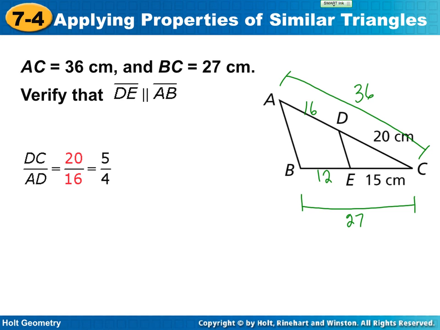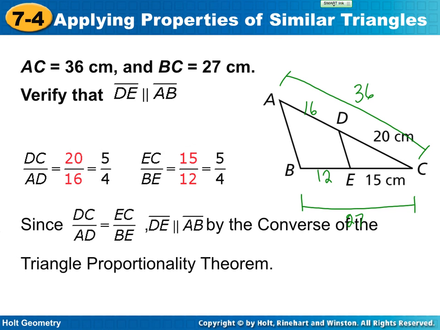So just be careful which ones you're using. I did 20 over 16 and 15 over 12. They were both 5 to 4, so that fit the hypothesis. So the conclusion, the lines are parallel. Thumbs up or down? Did you do the correct segments?